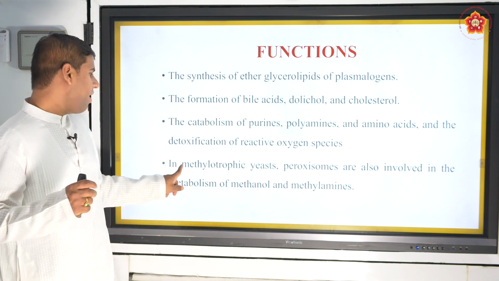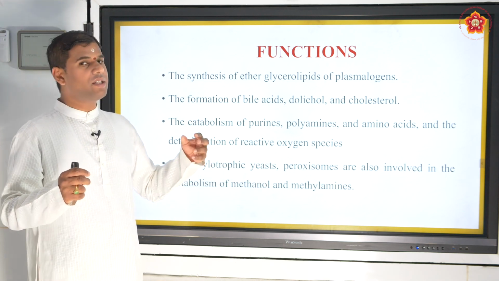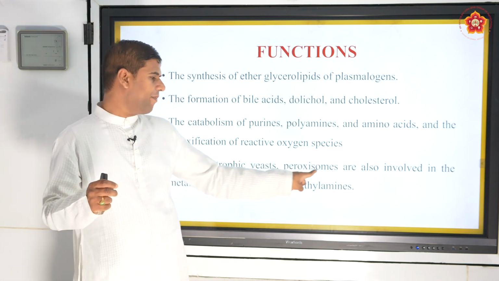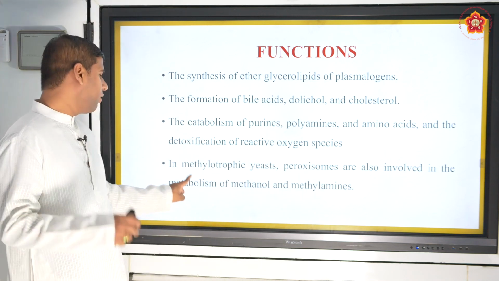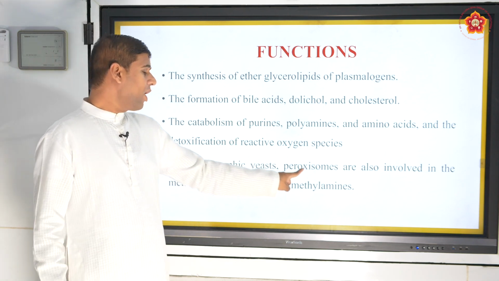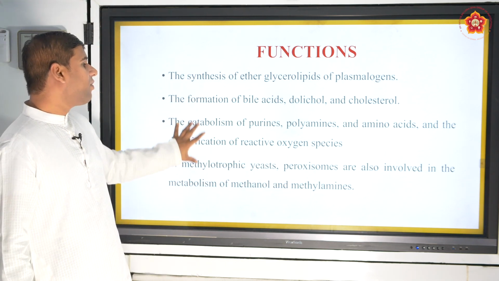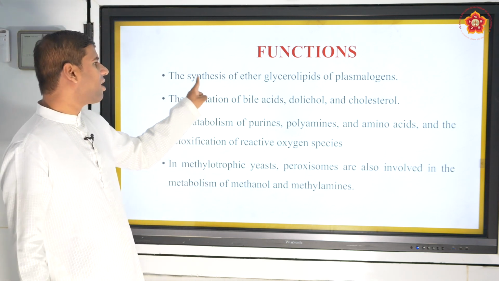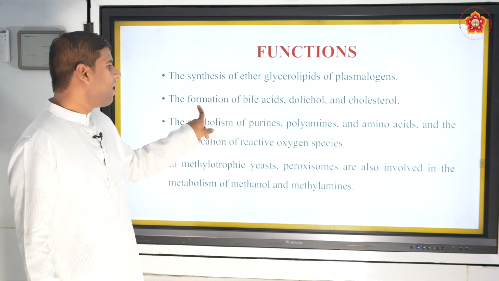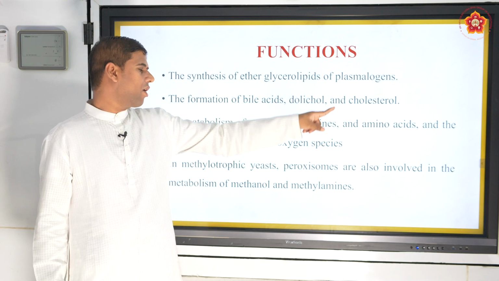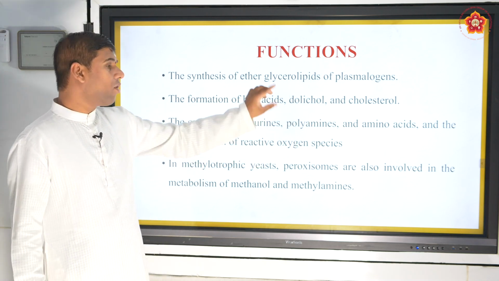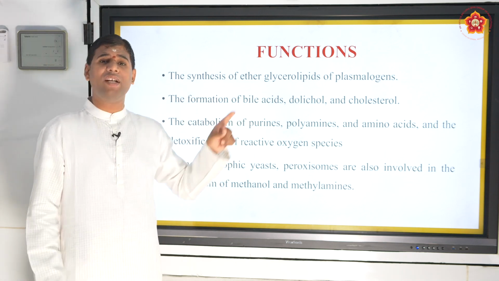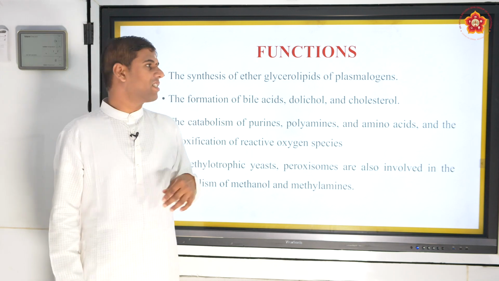And in methylotrophic yeasts, which are a type of yeast, the peroxisomes are also involved in the metabolism of methanol and methylamines. So these are some of the important functions of peroxisomes. You can remember the synthesis of ether glycerolipids and plasmalogens, the formation of bile acids, dolichol and cholesterol, and the catabolism of purines. If you note down these key points, you can remember them better.